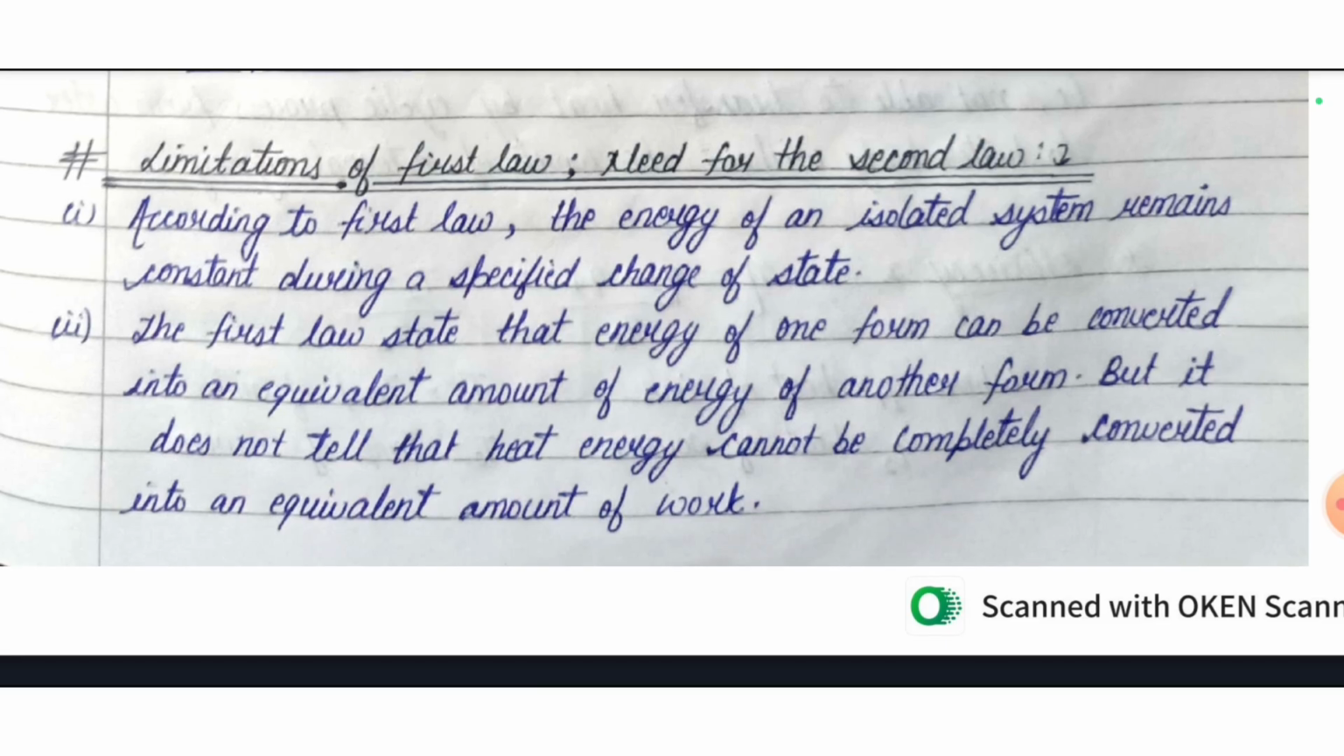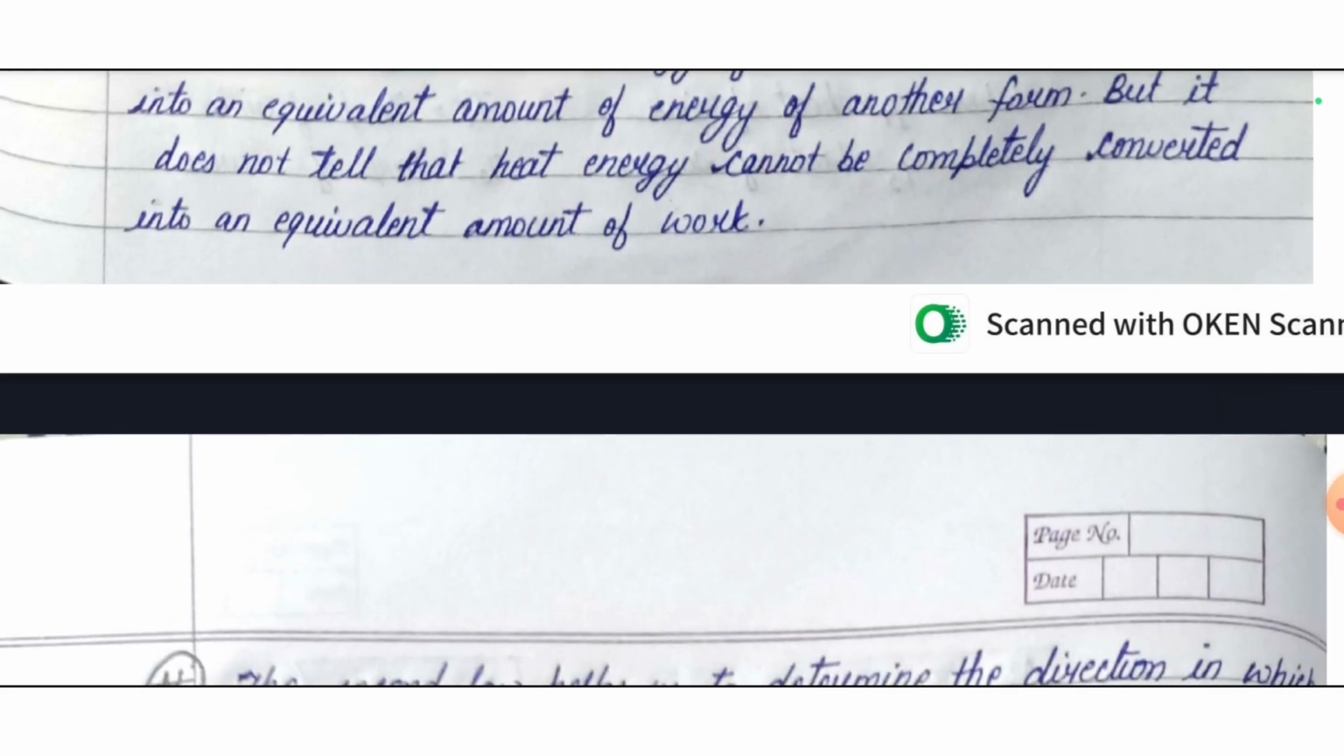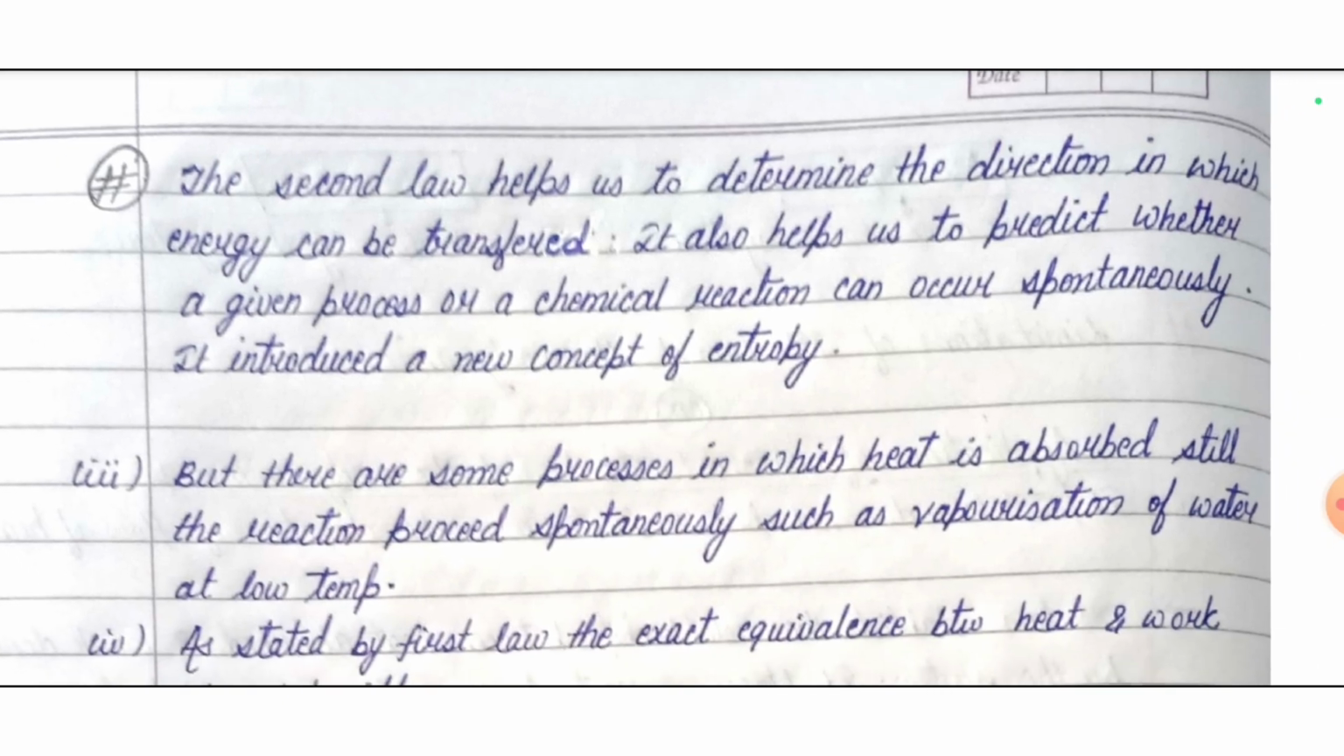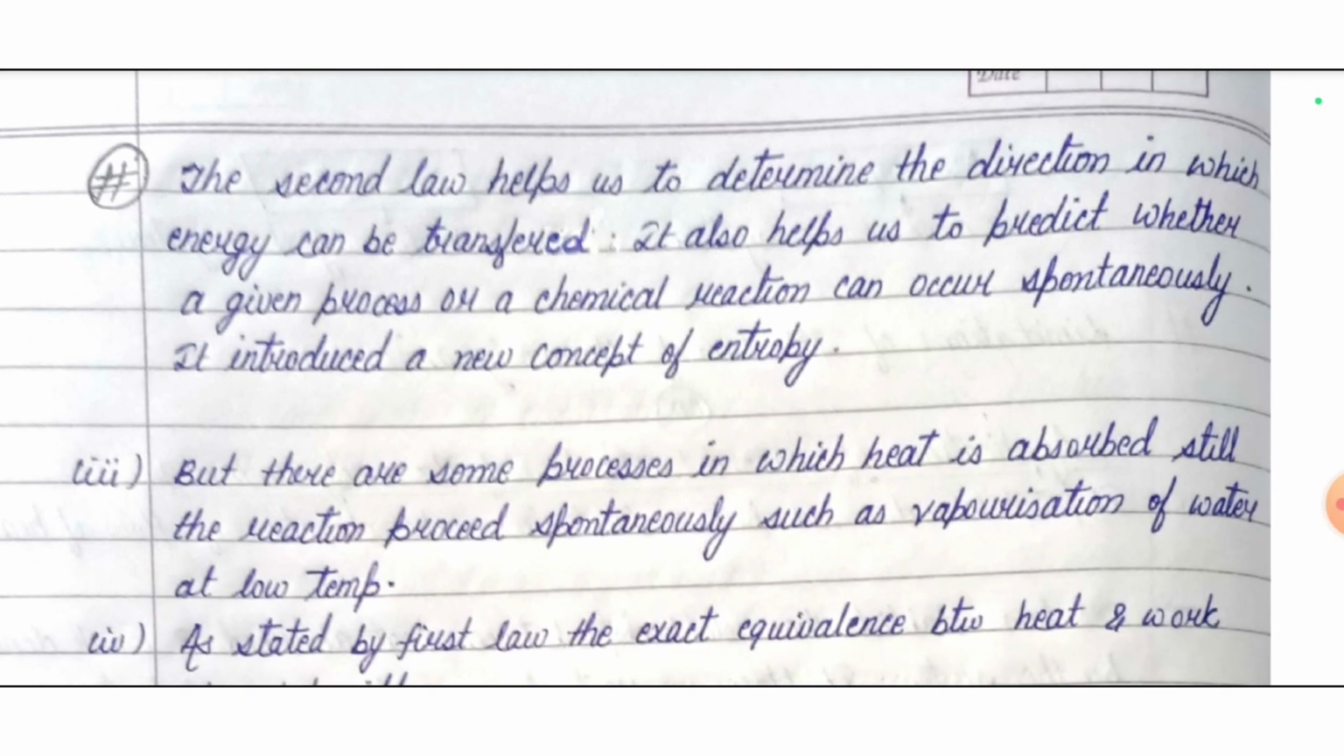First, according to the first law, the energy of an isolated system remains constant during a specified change of state. Second, the first law states that energy of one form can be converted into an equivalent amount of energy of another form. But it does not tell that heat energy cannot be completely converted into an equivalent amount of work. The second law helps us to determine the direction in which energy can be transformed. It also helps us to predict whether a given process or a chemical reaction can occur spontaneously. It introduced a new concept of entropy.